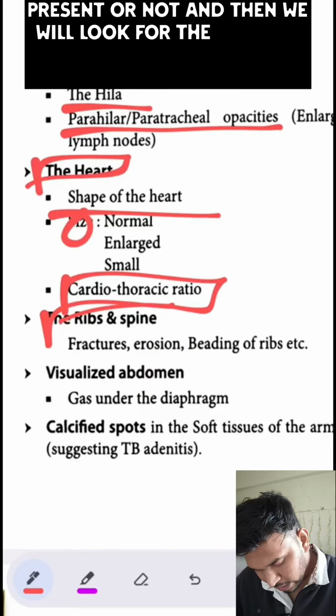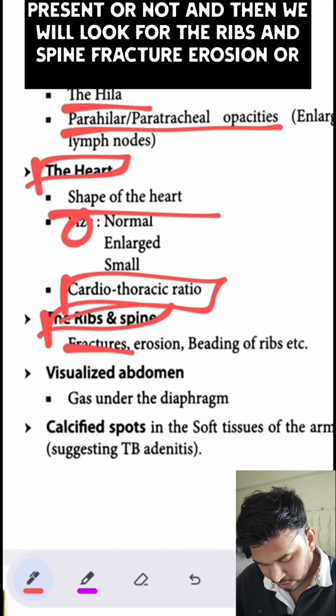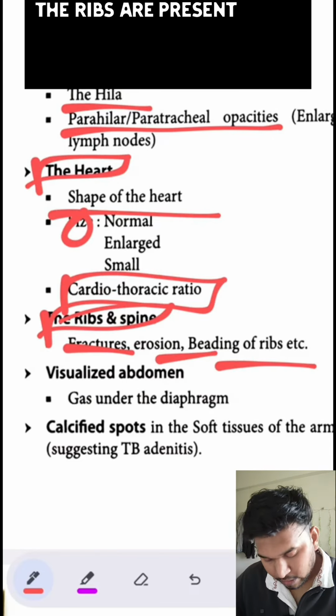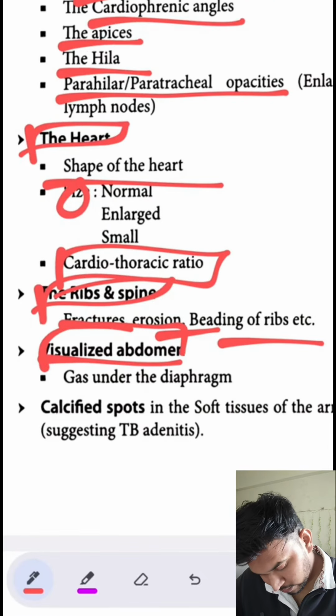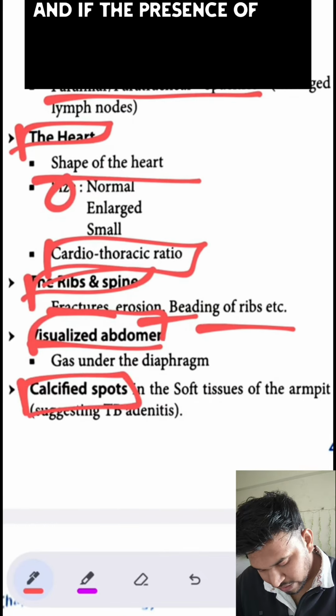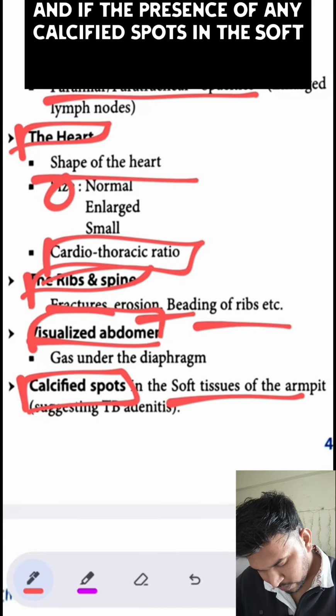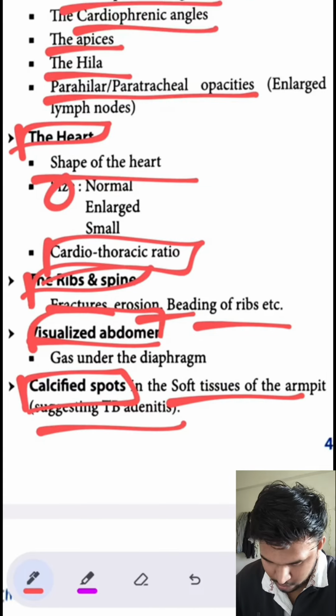And then we will look at the ribs and spine. Fracture, erosion or beading of the ribs are present in rickets. And visualization of the abdomen, the gas under the diaphragm, right? And the presence of any calcified spots in the soft tissue, suggesting TB adenitis.